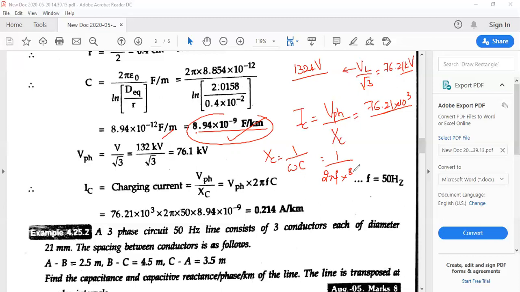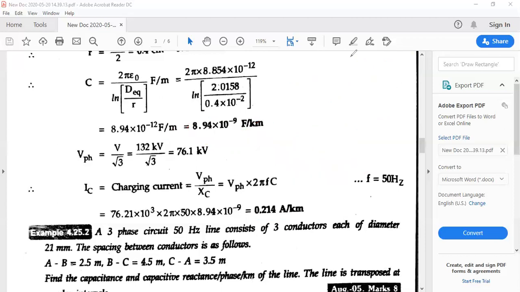So 8.94 into 10 power minus 9. If you put it, you will be getting Xc. Okay. And Xc can be given by this formula. So charging current is given by 0.214 ampere per kilometer length of the transmission line. So that's how you can proceed with the given problem.